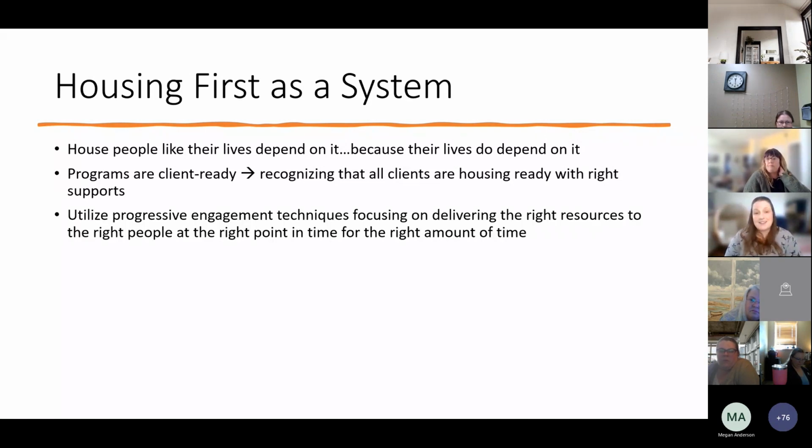And so, utilizing progressive and assertive engagement techniques so that we're delivering the right resources to the right people at the right point in time for the right amount of time. Because again, like with Alonzo, I feel like it was a lot of the right services to the right person, but it wasn't in the right place. It wasn't in a place where he could actually heal.